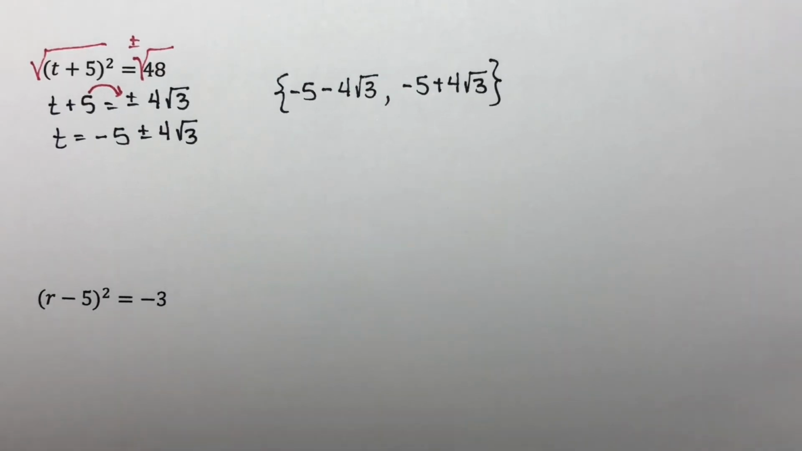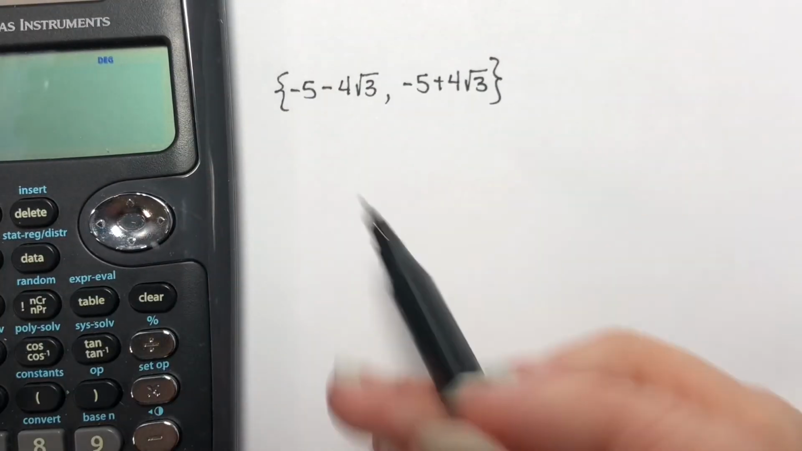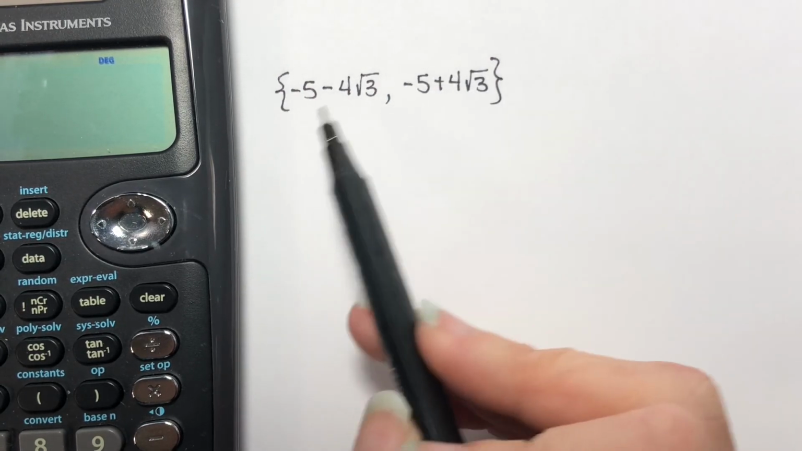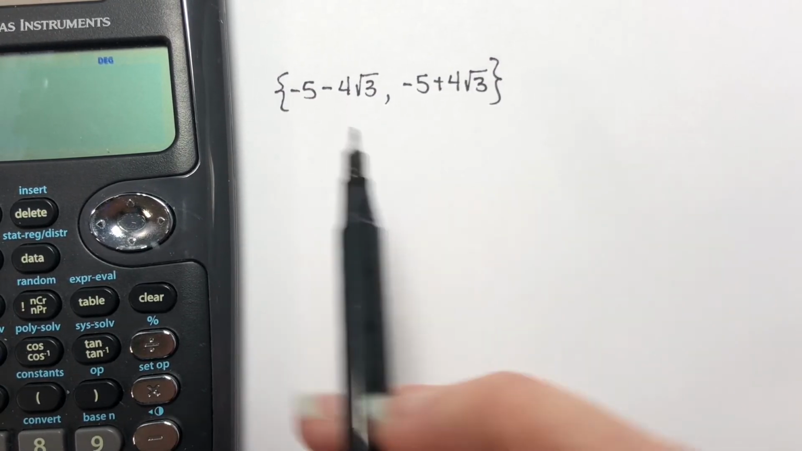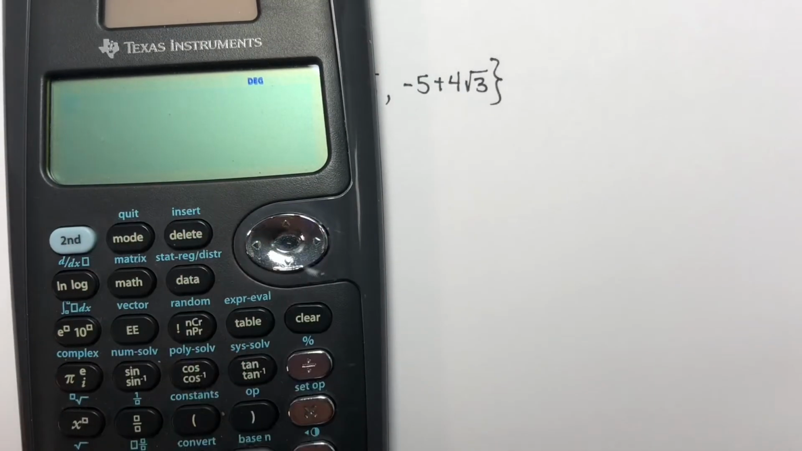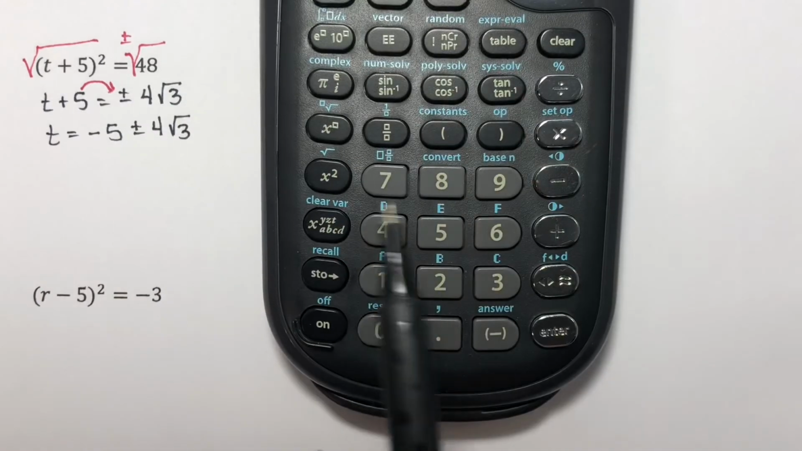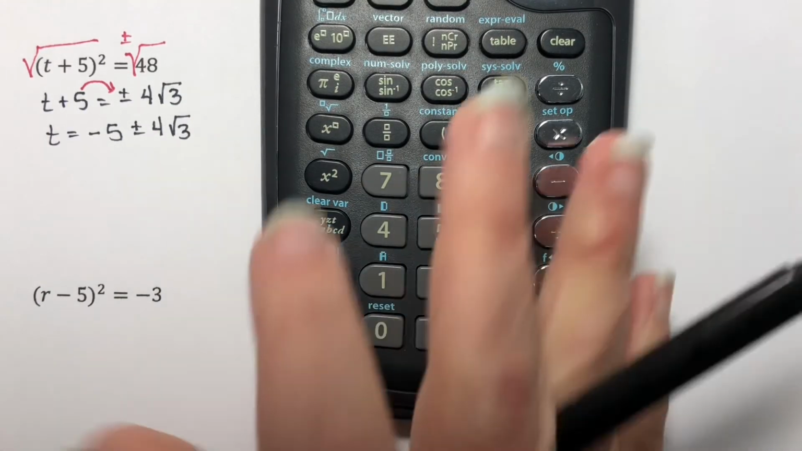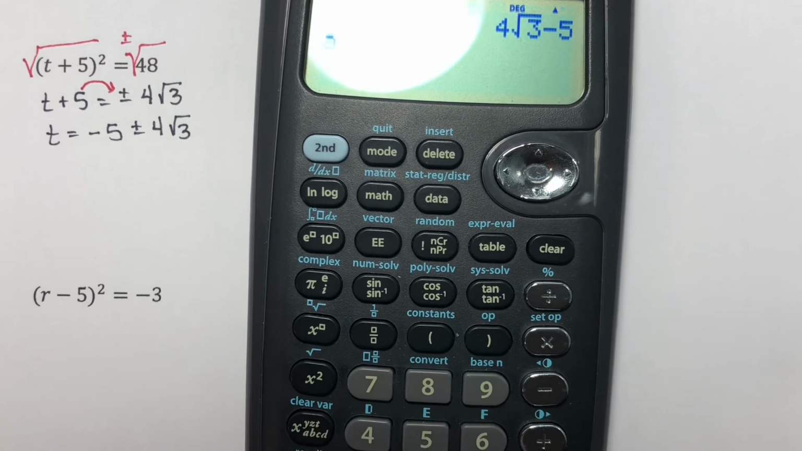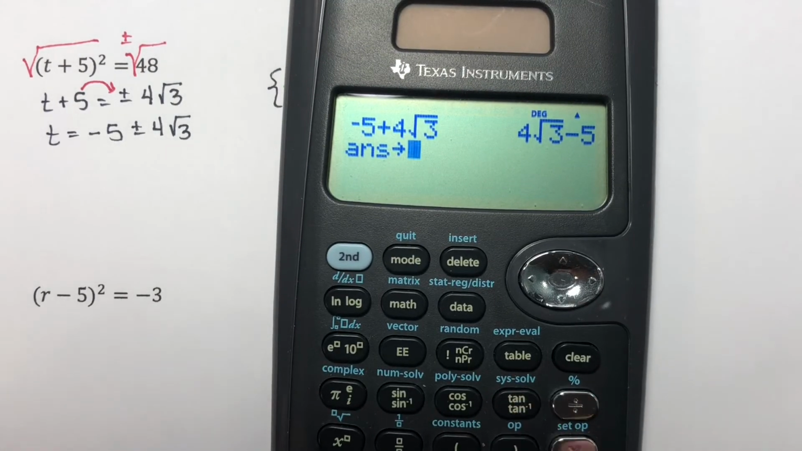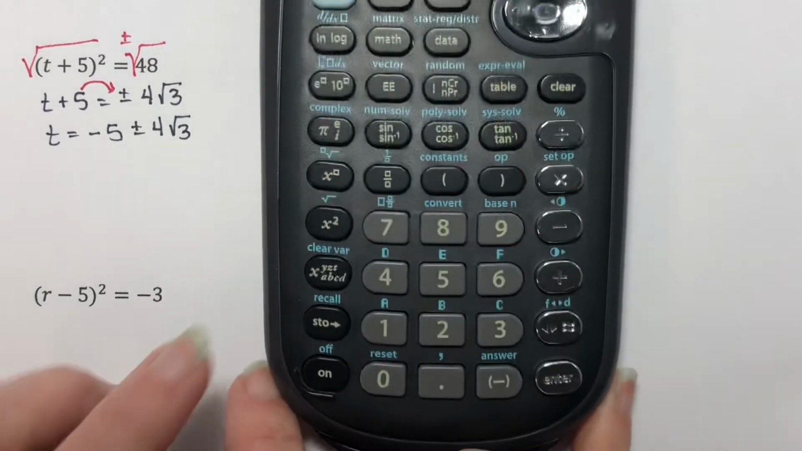If you want to check these answers, you can do that using these calculators. What I'm going to do is I'm just going to take one of them, and when you have a problem like this, if one of them works, the other one will as well. So I'm going to calculate negative 5 plus 4 times the square root of 3. Okay, now I'm going to store this in memory. Your memory button is right here, STO for store. If I hit that, it's going to take that answer and store it wherever I tell it to store it. Here's your variable button.